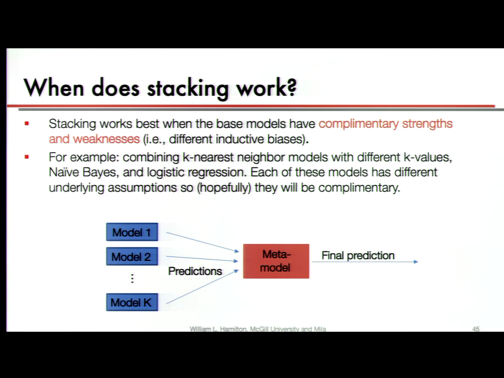And it's really powerful when you have a bunch of different models that have complementary strengths and weaknesses. I talked in several lectures about this idea of an inductive bias, so what are the assumptions our models are making. For example, naive Bayes makes this independence assumption. Logistic regression is a discriminative classifier, not a generative classifier. Nearest neighbors is a non-parametric, lazy learning approach.